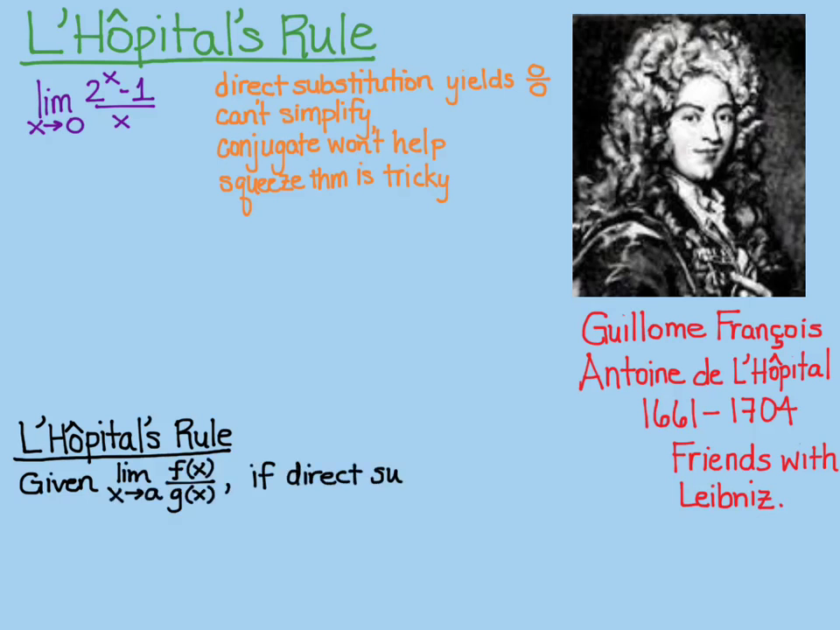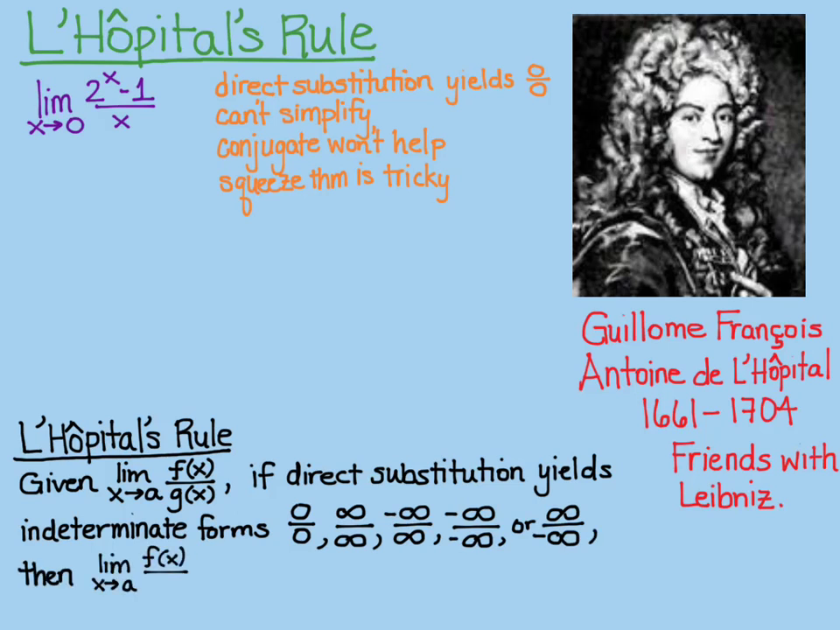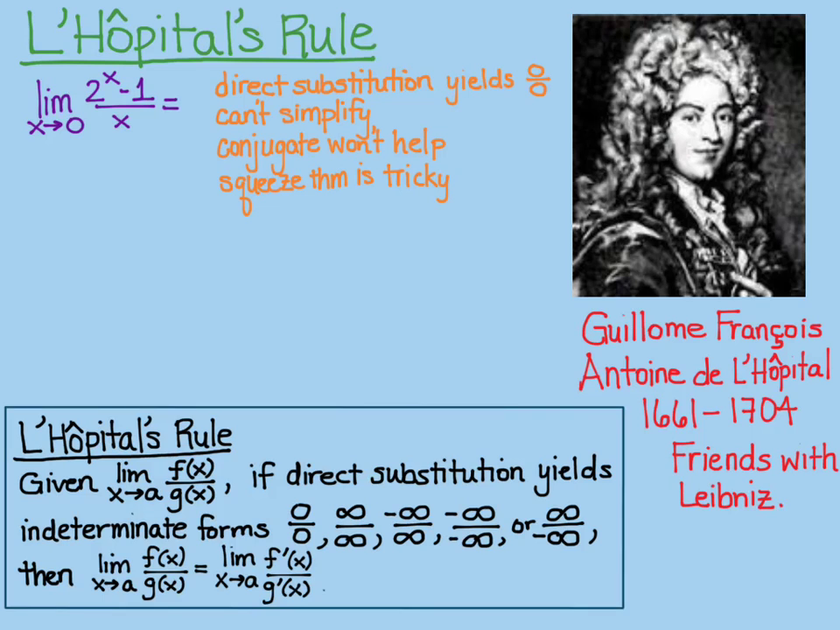It says given the limit as x goes to a of f of x over g of x, if direct substitution yields indeterminate forms of 0 over 0 or plus or minus infinity over plus or minus infinity, then the limit as x goes to a of f of x over g of x is the same thing as the limit as x goes to a of f prime of x over g prime of x. So in other words, we can take the derivative of the numerator and the derivative of the denominator, and the limit won't change. Let's try applying that to this problem now.